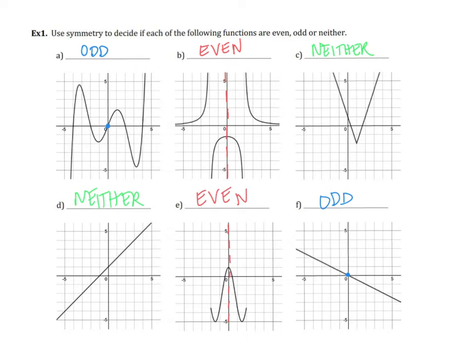All right, did you get odd for the first one? You can rotate it, turn your paper upside down, you'd see the exact same relationship of all those points relative to the origin. B is even because it's reflective over the y-axis. C is neither. You can't fold your paper in half and you can't rotate it and see the same thing. D is also neither. E, you should have gotten even, and F is odd.